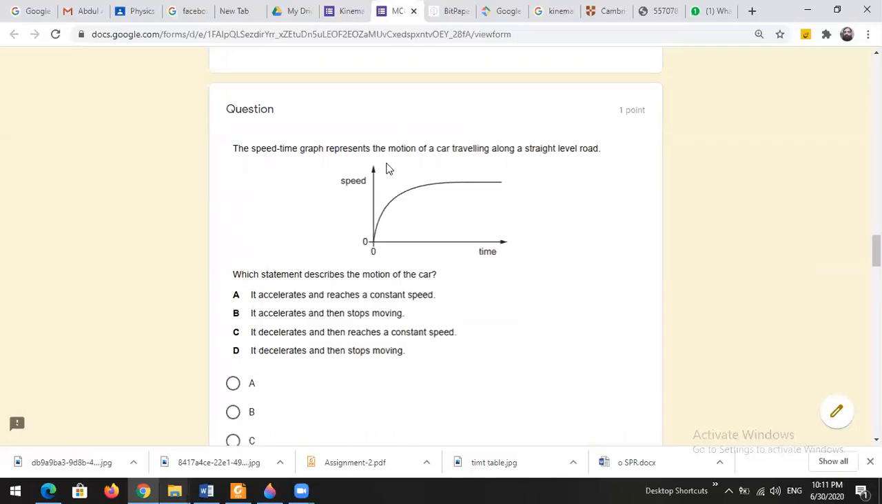Next, the speed time graph represents the motion of a car traveling along a straight level road. Which statement describes the motion of the car? You can see the speed is increasing, but the gradient of this graph is decreasing to 0. Acceleration is actually the gradient of the speed time graph. So gradient is decreasing means acceleration is decreasing. So it accelerates initially, and then when the acceleration is 0, it attains a constant speed. So that is why option A is correct.